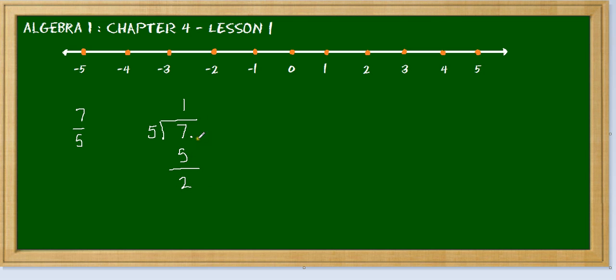Now we'll need to create our decimal point and we'll add zeros. Now why can we add a 0? Well, because 7 is the same as 7.0. So we'll now divide 5 into 20, and we know that goes 4 times, and 4 times 5 is 20. So we have no remainder, which means that we have our answer. And our answer is 1.4.